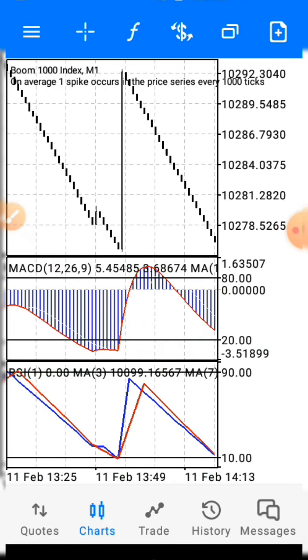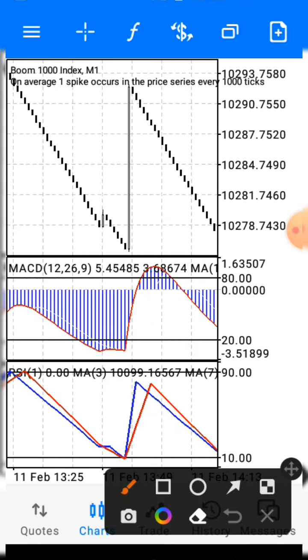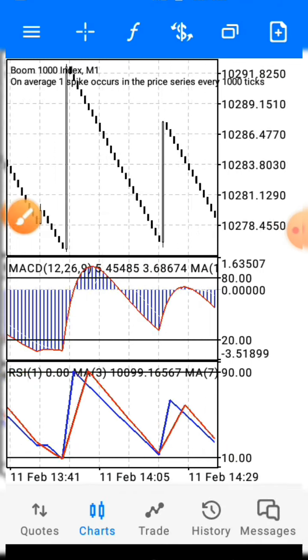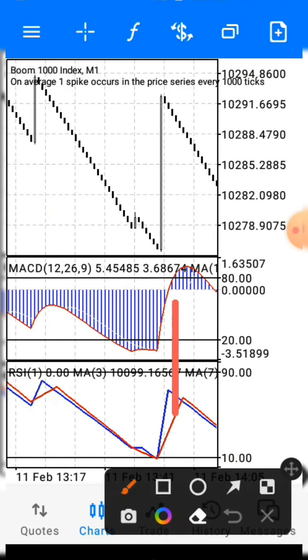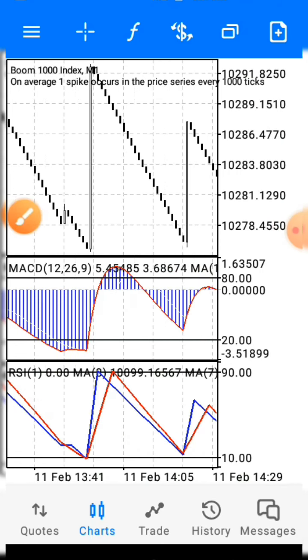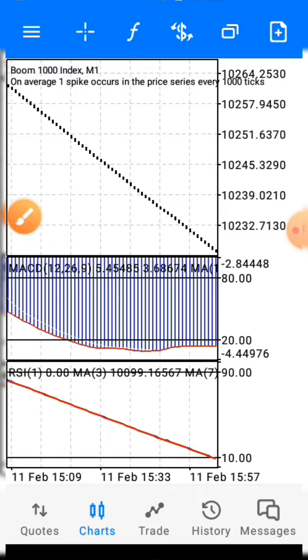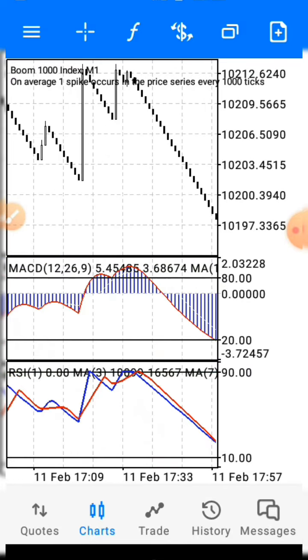It's another example again. Sorry, no, this is not a good example. It's not touching from this point, only this one is touching, so you're not to take any entry, guys.